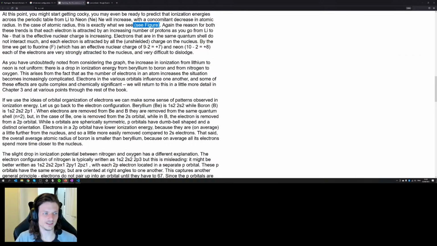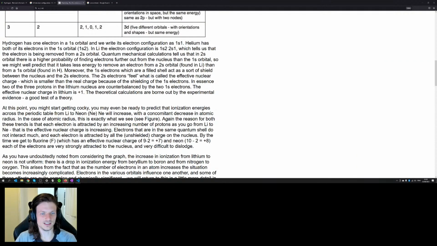Good figure. Again, the reason for both these trends is that each electron is attracted by an increasing number of protons as you go from Li to Ne. That is, the effective nuclear charge is increasing. Electrons that are in the same quantum shell do not interact much.